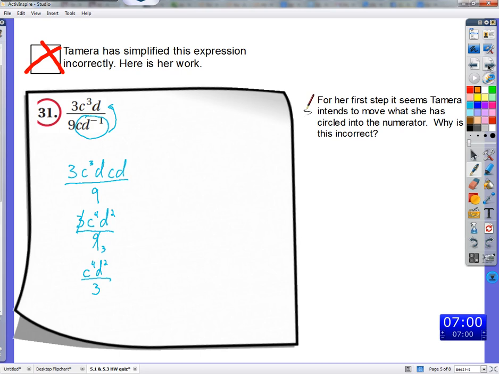So Tamara simplified the expression incorrectly. It looks like what she was meaning to do is take this thing that she circled and move it into the numerator. I think you can see why she did that, but why is it that she did it incorrectly? Write that down in the notes. What did she do wrong?